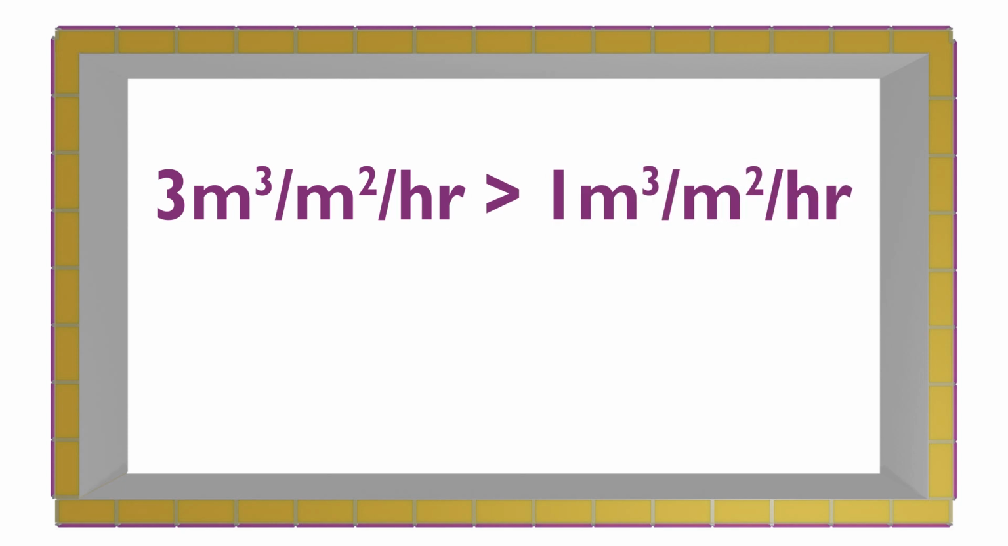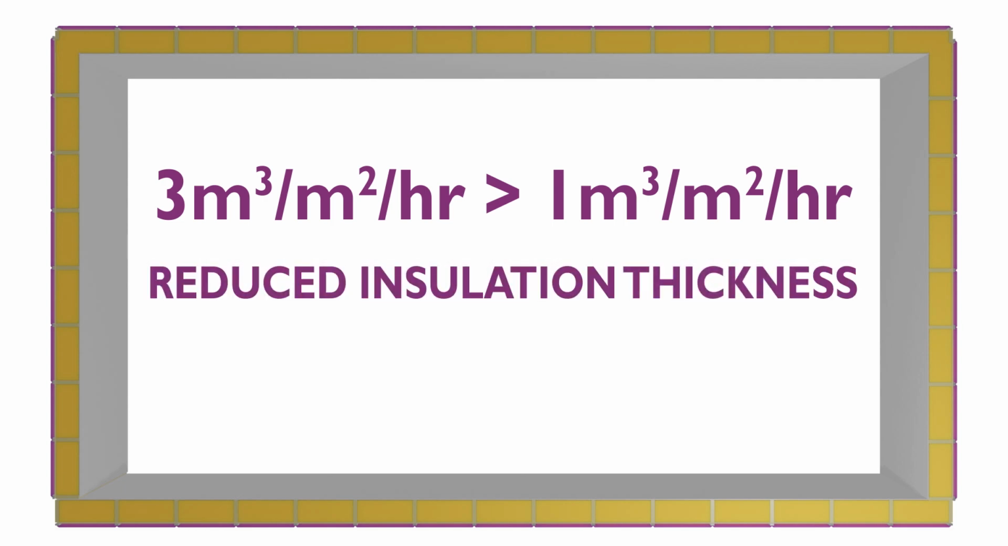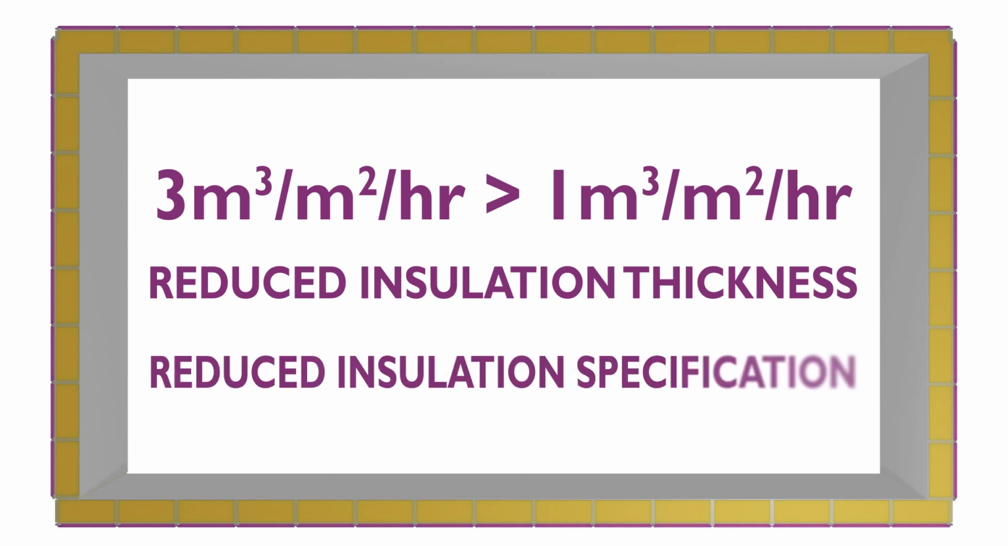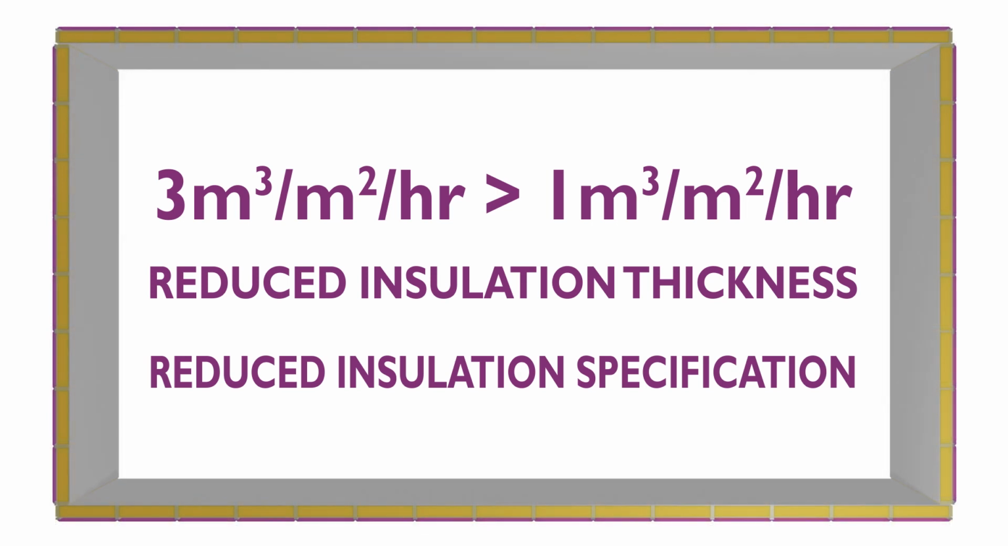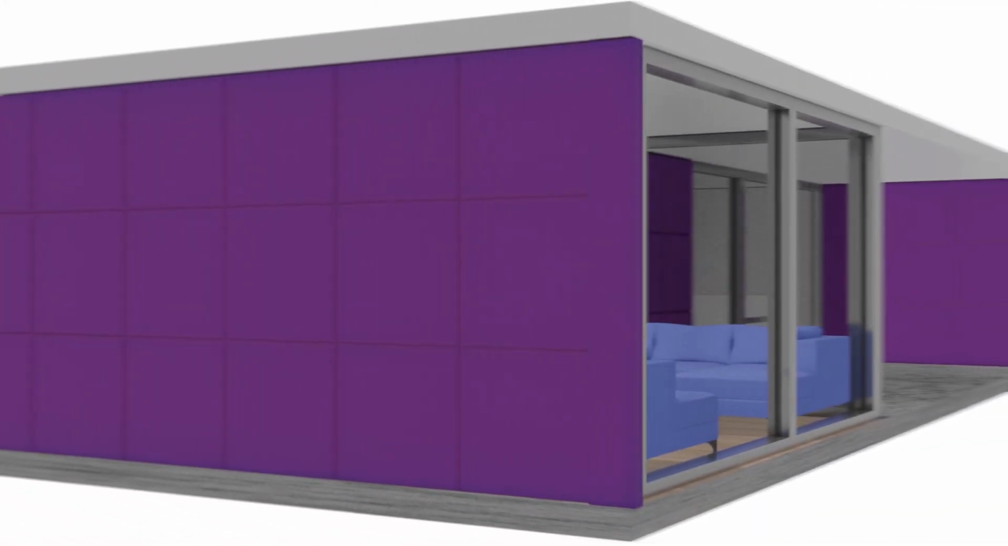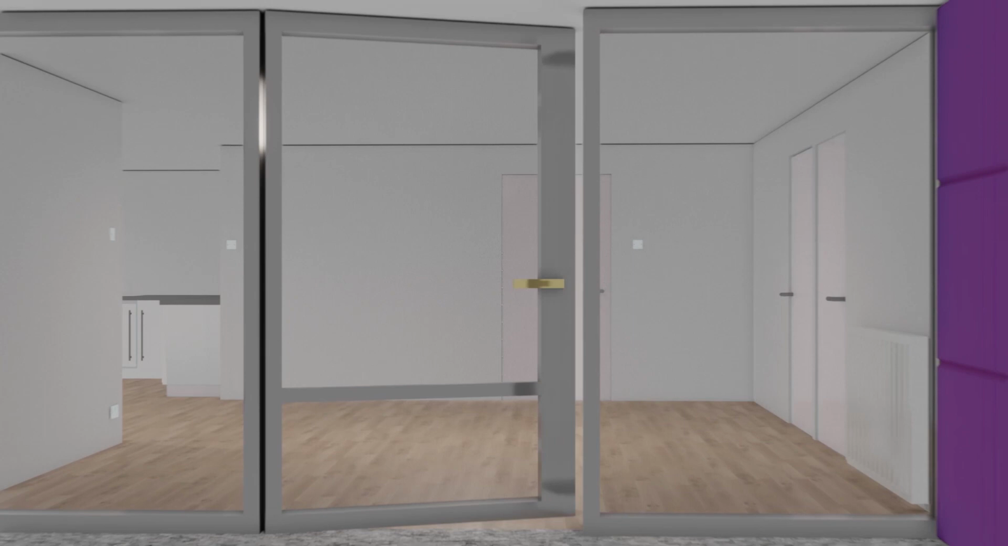Reducing the air leakage from 3 meters cubed per meter squared per hour down to 1 can have a significant positive impact on the energy performance of the building, meaning we can reduce the insulation thickness required or the specification of the insulation boards themselves. This can offer designers more flexibility in insulation types used, for example as regards fire performance or increasing internal space available to occupants. We can, however, only take full advantage of this flexibility if we can depend on achieving the air leakage targets we use in the design process.